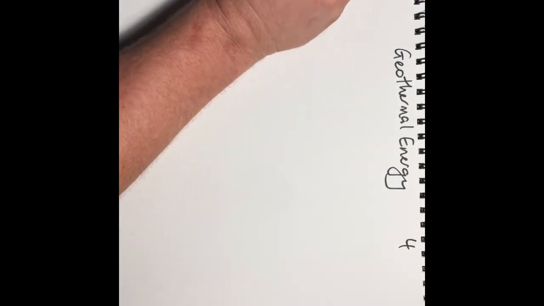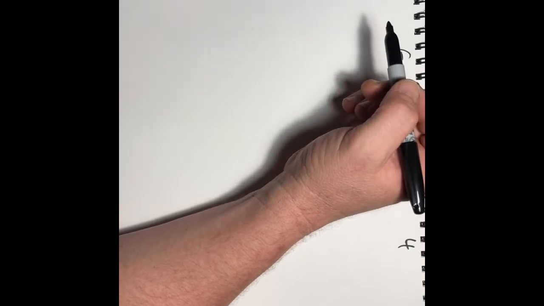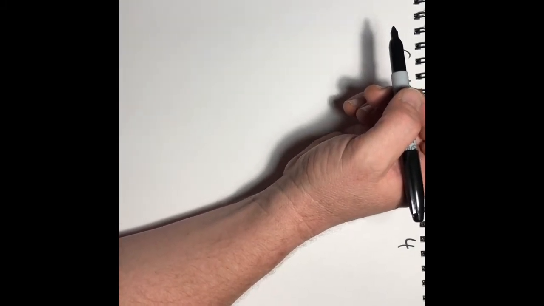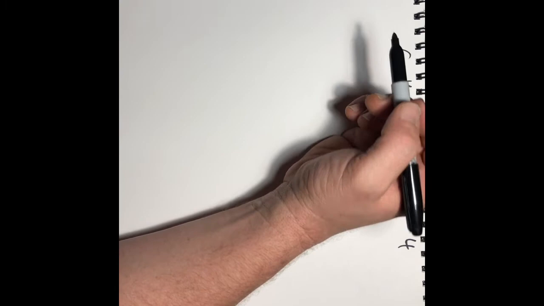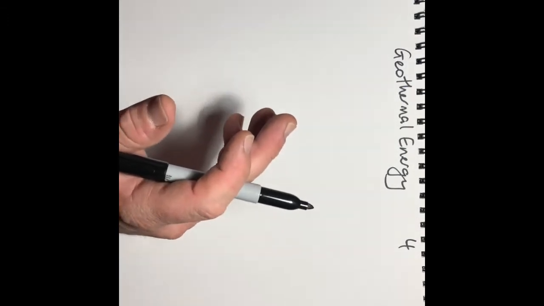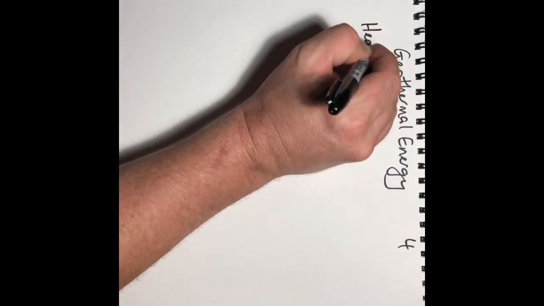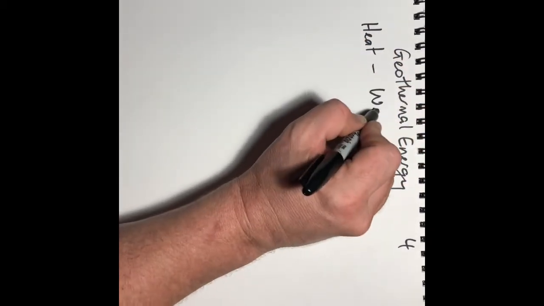Okay, we also need to think about locations. So we know that we need water and we need hot rocks. So those hot rocks could be anything from granite, but they could also be magma. So let's think about some places in the world where geothermal energy might be easily accessible. Remember, we need heat and we need water.